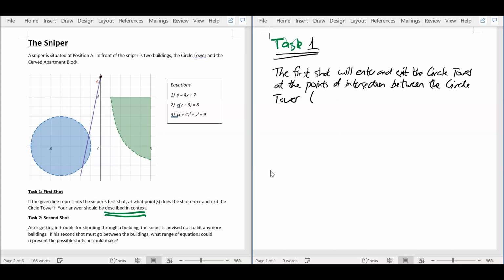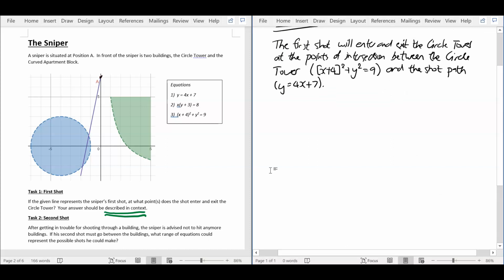And normally what I do is I'll give the equations so I can link the maths with the context. So x plus 4 all squared plus y squared equals 9, and the shot path, that equation, that was the nice linear line, y equals 4x plus 7. So that's my first little bit of context to get me into the question. I'm then going to solve for these. So I know what my two equations are, and I'll just restate them for my working. So there's the first equation, and there was the second equation.